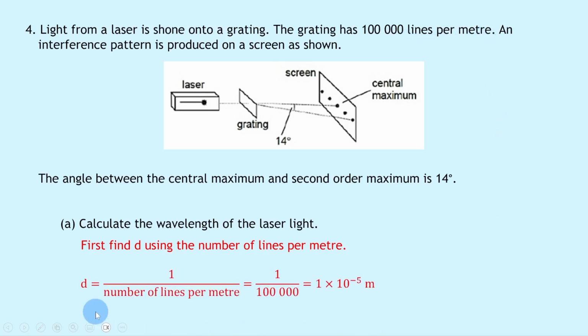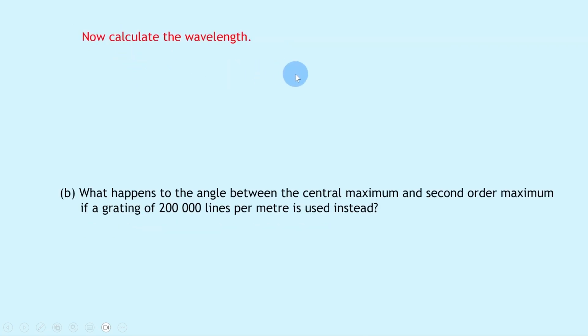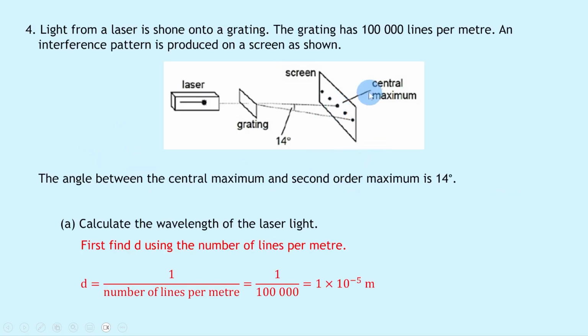So to find slit separation d, we do 1 over the number of lines per meter, which is 1 divided by 100,000, which is equal to 1 times 10 to the minus 5 meters. And we now want to calculate the wavelength. So writing down what we know from the question, we're trying to find lambda. We know that slit separation d is 1 times 10 to the minus 5 meters from what we've just found. We also have the angle to the maximum theta is 14 degrees, and the order number m is 2. And we can see this by looking back at the picture. So there's our central maximum, and then we've got the first order maximum and second order maximum there. So that's where our line's going to.